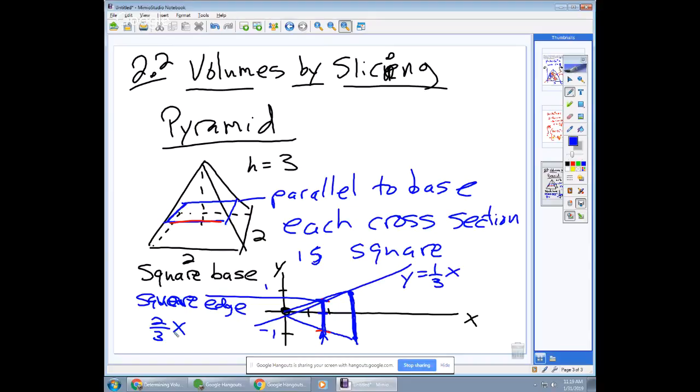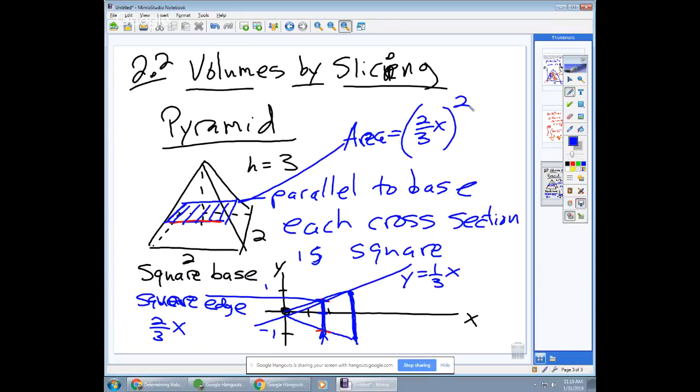How do I turn the length of the edge into the square's area? Multiply it by itself or square it. Okay. So what I found is that the area of this cross-sectional square right there is (2/3 x) squared. You tell me an x value, I'll tell you the area of that slice.